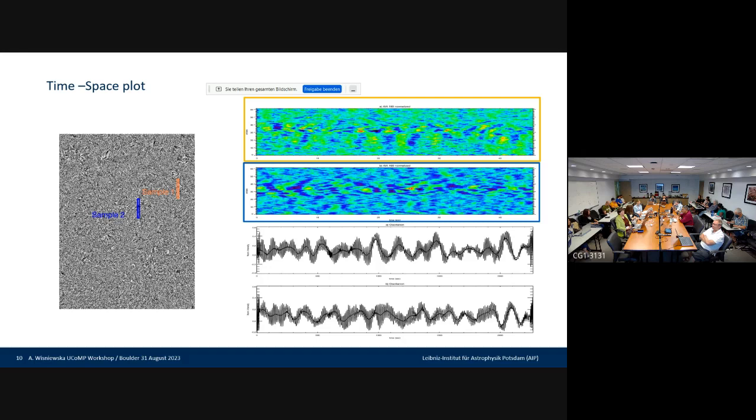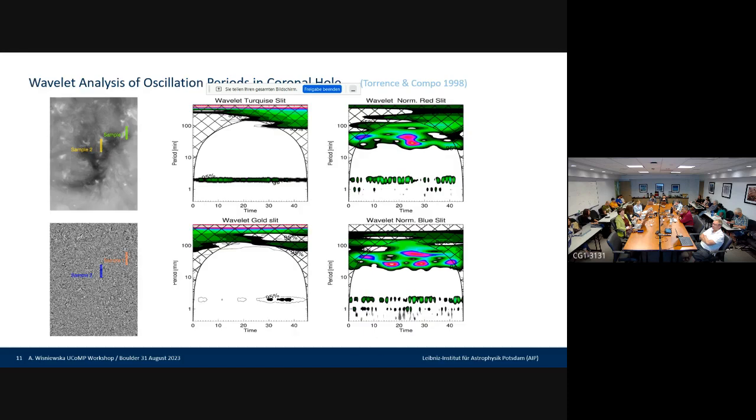We would have to make some fitting on it to really identify that. But there is a simpler method to actually do it, which is called Wavelet. And this is based on the Torrance and Compo method, which was published in 1998 already. So as you can see, for the original data, we have a lot of signal here, but actually we can detect some kind of 3 to 5 minutes oscillation here.